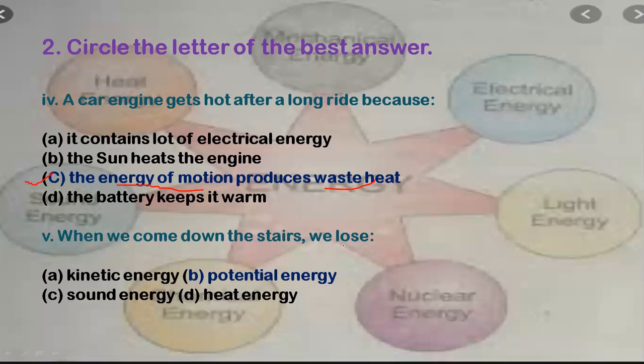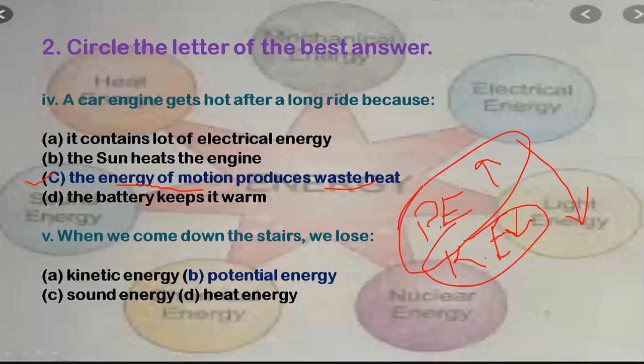When we come down the stairs, what do we lose? At the top of the stairs, we definitely have potential energy. And when we are coming down, we definitely have kinetic energy. But it is asked here, when we come down the stairs, what do we lose? That is at the top and that is at the bottom. When we are coming down, we are getting kinetic energy and we are definitely losing potential energy, because potential energy is when we were at the top. So definitely the second option is the correct option.